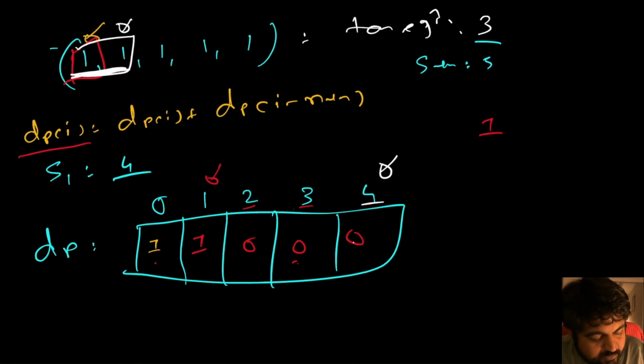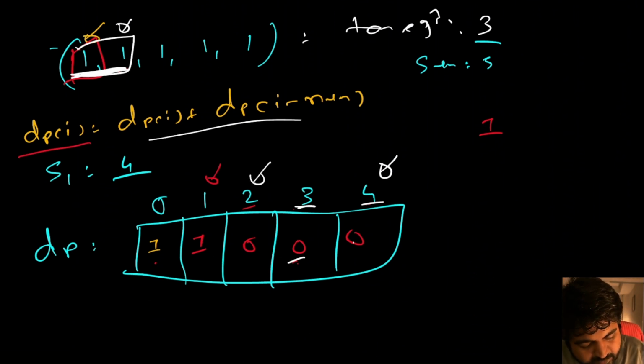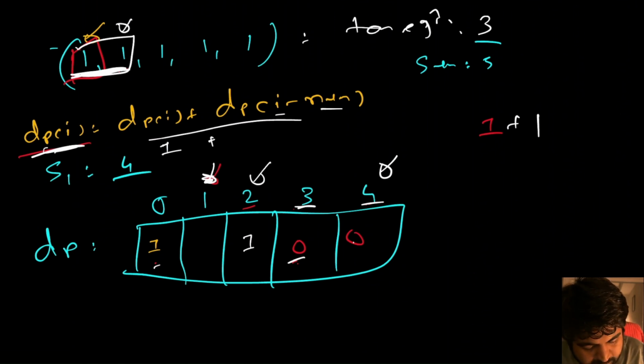So dp of 4 is still going to remain 0, and in the same way dp of 3 is also going to remain 0 because of this equation. But for dp of 2, this value would now become 1 as well. Why? Because now we have one way to generate value number 2, that is by using 1 plus 1. And for dp of 1, this value will become 2. Why? Because remember that we are following this equation, so this is going to become 1 plus dp of I minus num, which is dp of 0, and that value is also 1, so this value would become 2.